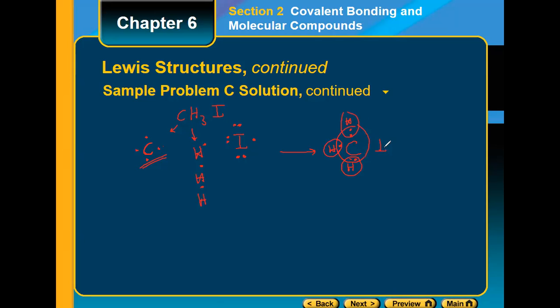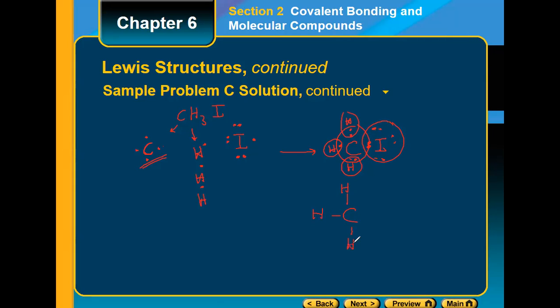Iodine already has 7 in the outermost energy level, so it could share one electron. So like this, if you compare, you're going to find that iodine now has 8, carbon 8, each hydrogen 2 like helium, so all of them are stable. So we could make it like this, that's the Lewis structure or structural formula. It could be represented like that.